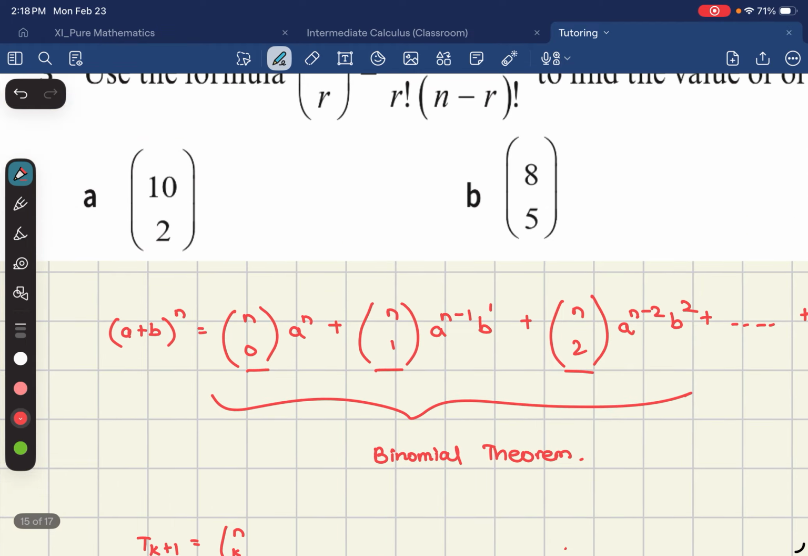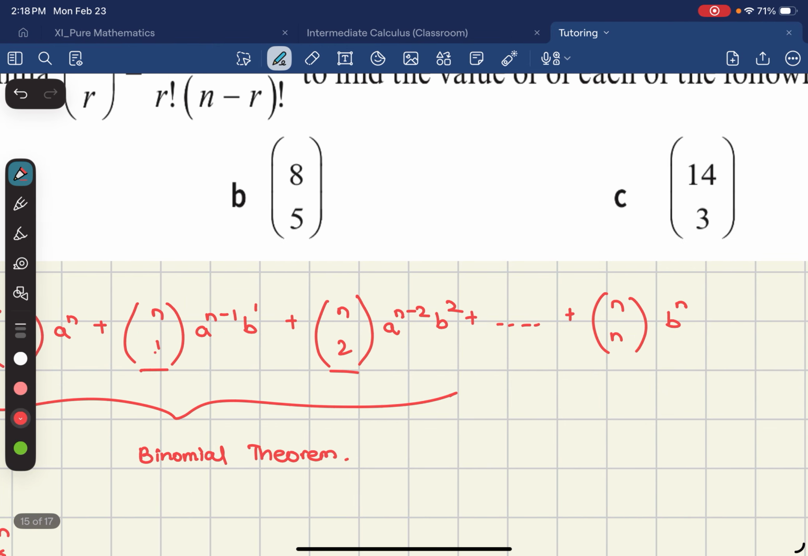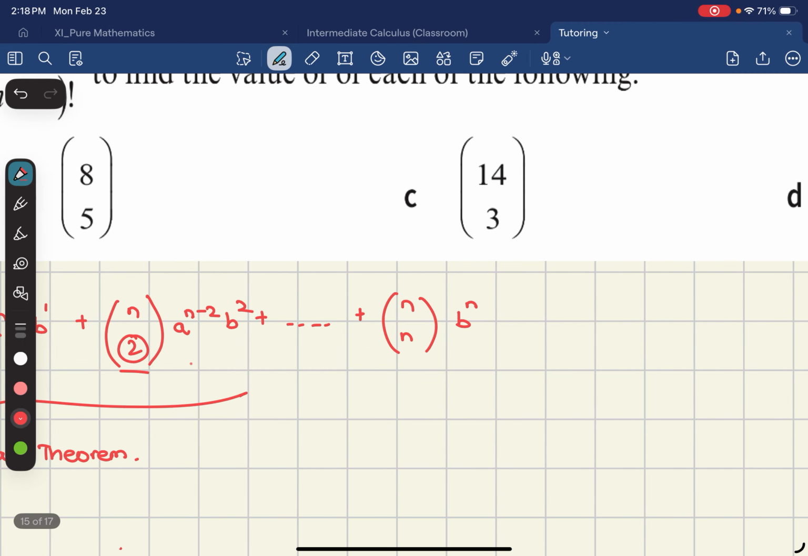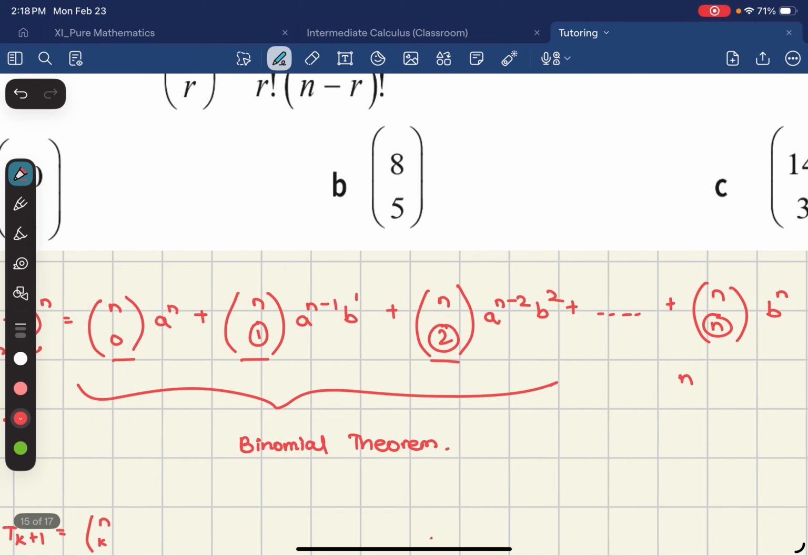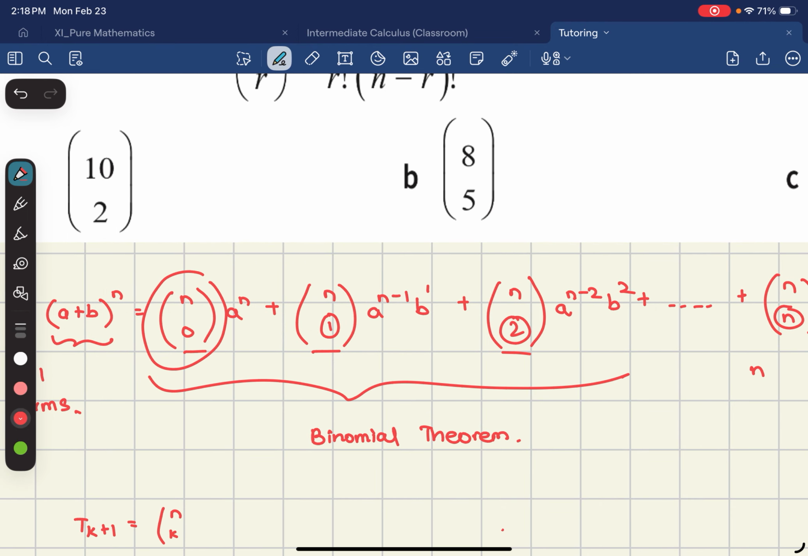So if you are expanding (a + b)^n, that will have n plus 1 terms. And you can see it here. I will use the lower coefficient to count. I have one term here, I have the second term here, and all in all, I have n terms here. And plus, I have this extra term. So that gives me n plus 1 terms.